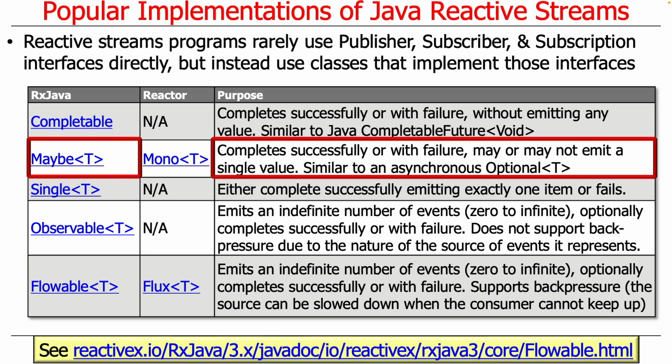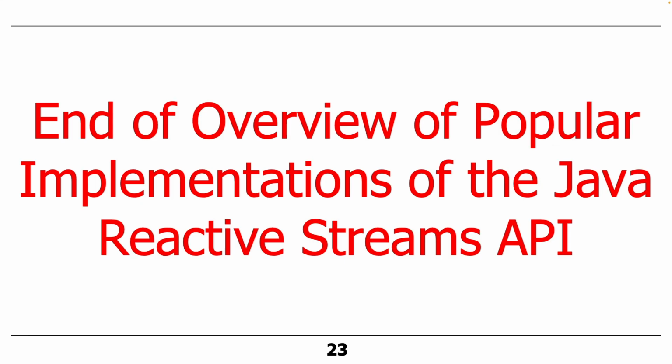So anyway, I did this for completeness, but please be aware we're going to focus pretty much exclusively on Monos and Fluxes, with a great emphasis on Fluxes and somewhat of an emphasis on ParallelFluxes. So that's the overview of the Reactive Streams API.